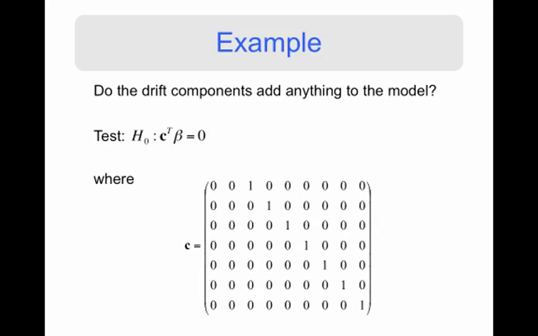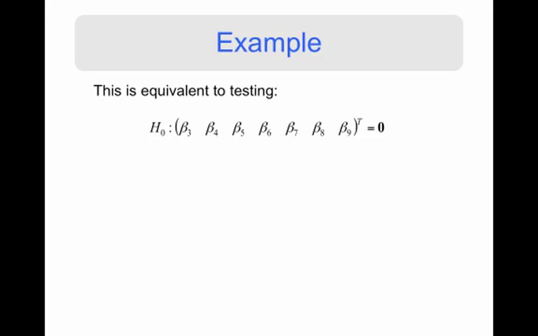So in this example, we want to test C transpose beta equal to 0, where C transpose has the following shape. Now, this is equivalent to testing whether or not beta 3 up to beta 9 are simultaneously equal to 0. If this is indeed true, then we could remove these 7 columns from the design matrix, so they're not adding any significant information to our model.